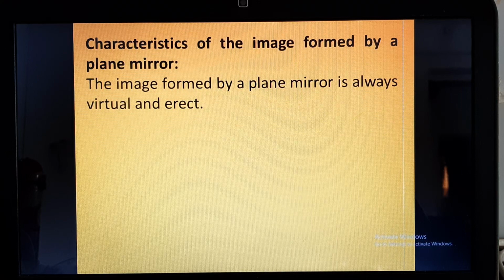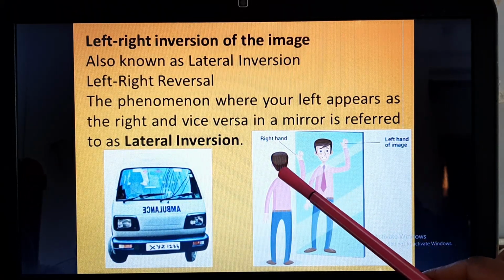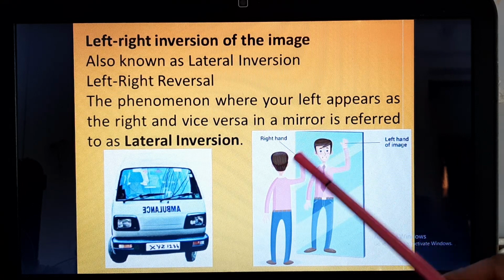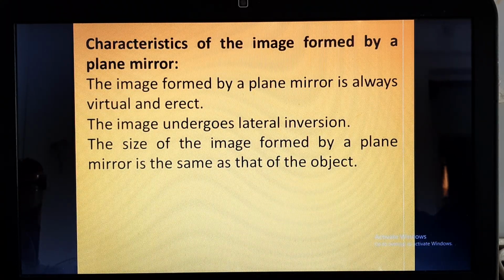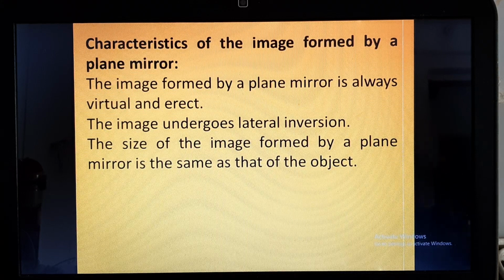Why is it erect? You have observed that the image has its face upward. Here the object's face is on the upside, and the image's face is also on the upside. So this image is erect. But there is lateral inversion, that the object's left becomes the image's right. And when you see yourself in the plane mirror, you must have observed the image is exactly the same size as you are. So the size of the image is exactly the same as the object.